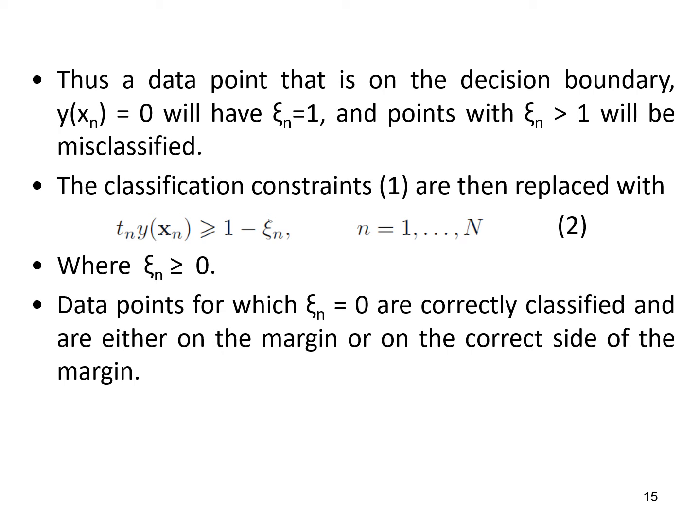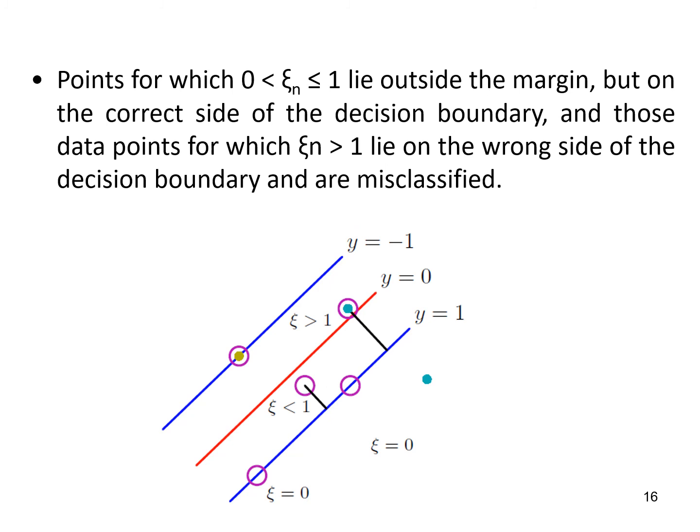The classification constraints are then replaced by tn y(xn) greater than or equal to 1 minus xi n, where xi n greater than or equal to 0. Data points for which xi n equal to 0 are correctly classified and are either on the margin or on the correct side of the margin. Points for which 0 less than xi n less than or equal to 1 lie outside the margin but on the correct side of the decision boundary, and those data points for which xi n greater than 1 lie on the wrong side of the decision boundary and will be misclassified, as shown in the figure.